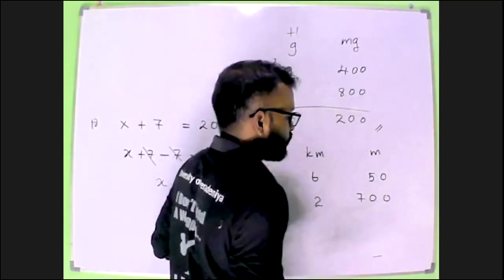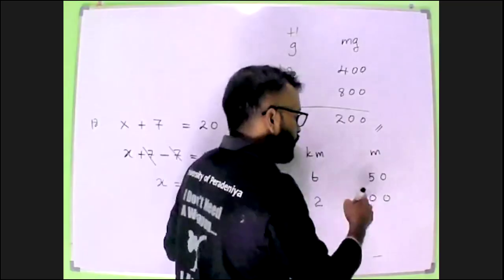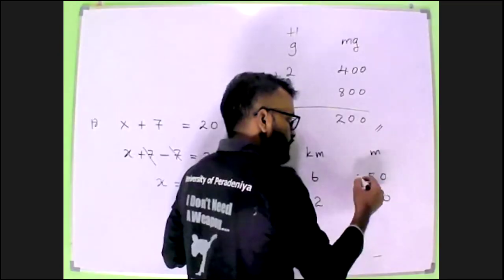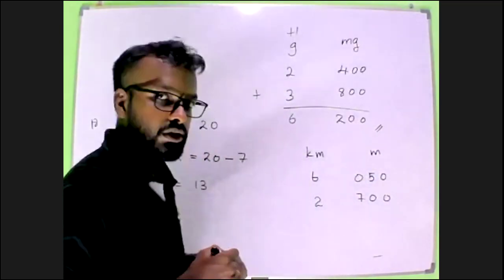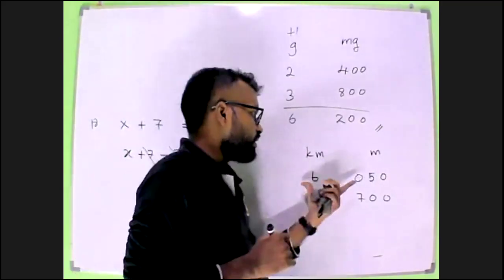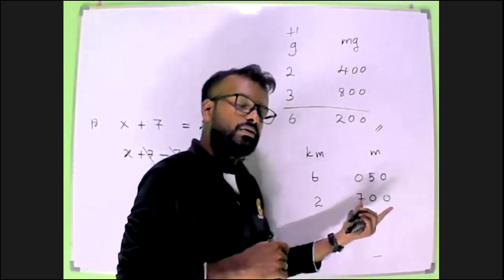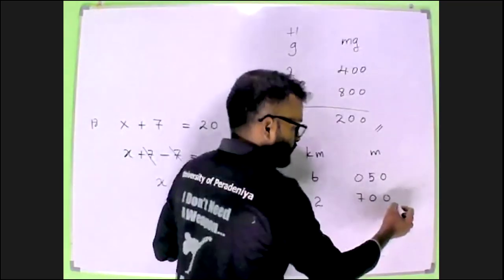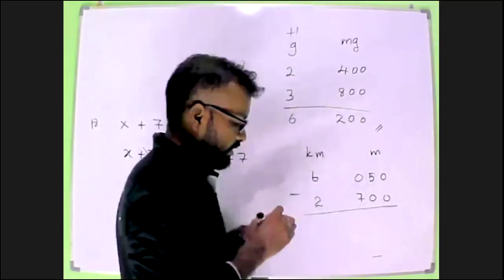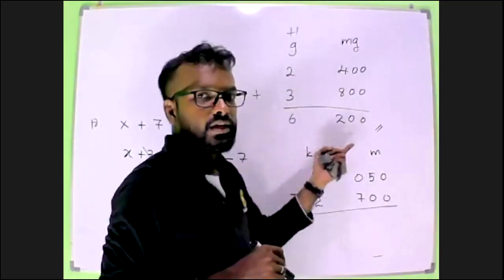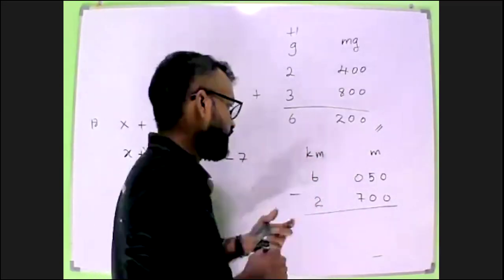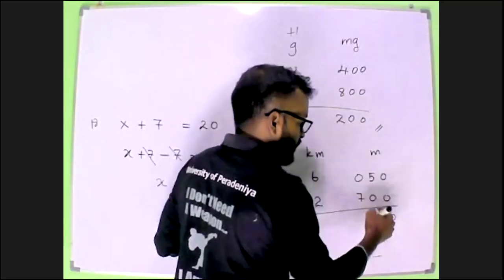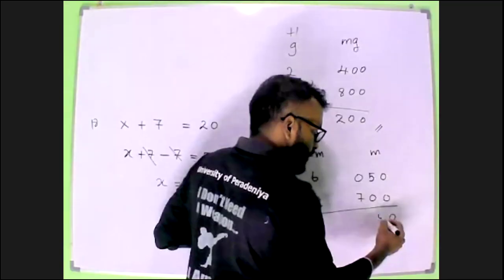So how do you do this? Here you have 50 meters, so it should be written like that when you subtract. Or you can convert both into meters, then do the subtraction and get the answer. This is like kilograms and grams subtraction, it applies here as well. So 0 minus 0, you can do that, 0. 5 minus 0, 5.